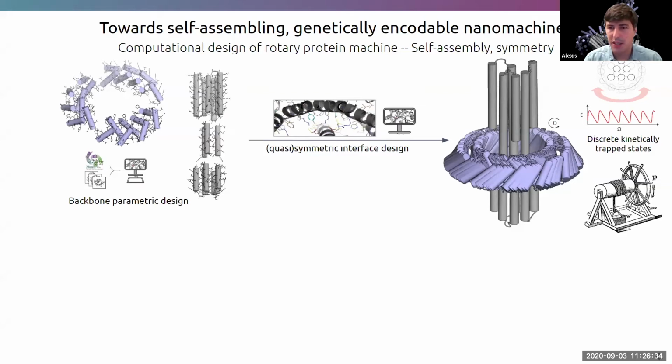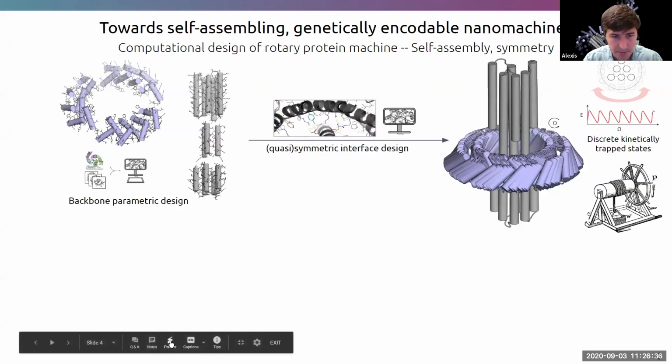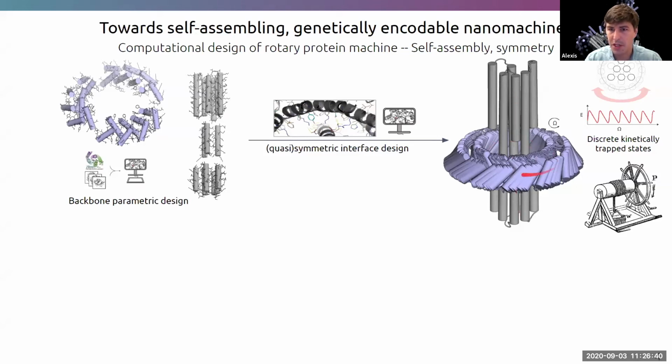To build this kind of system, made of an axle and a ring around it, we have to start by designing the two components separately. So we come up with computational methods to design axles and rings, and then we design the interface between these two proteins so that they can self-assemble in solution into these systems.